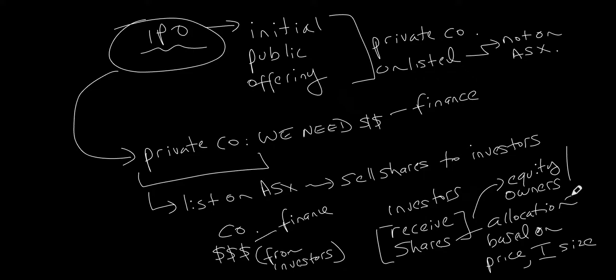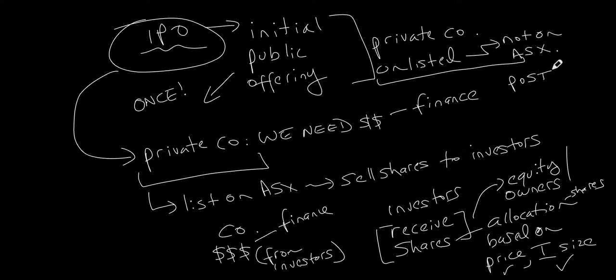This allocation, that's the allocation of shares, is based on the share price and also the size of the investment from investors. Because it is an initial public offering, this only happens once. Once the private company has done the IPO, we can say that post-IPO, the private company is now a public company with the shareholders and it has received the equity.